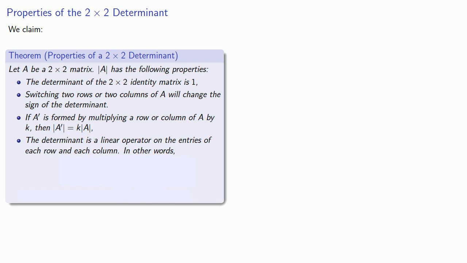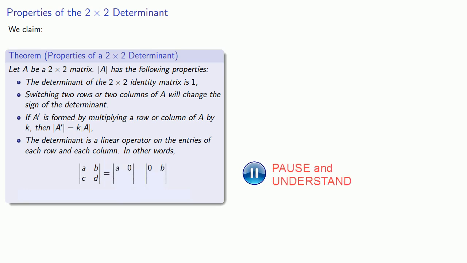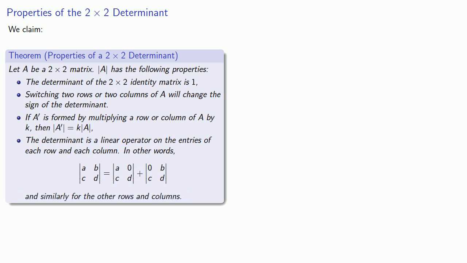In other words, if I have the determinant of this matrix, I can break that first row into a, 0 and 0, b. And if we keep the other entries the same, then the determinant of the original will be the sum of the determinants of the two other matrices.